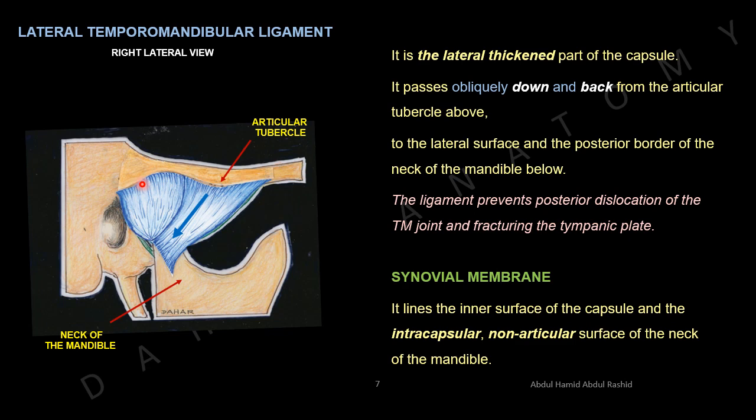Now we are going to talk about the lateral temporomandibular ligament. The lateral temporomandibular ligament is the lateral thickened part of the capsule. It passes obliquely down and back from the articular tubercle above to the lateral surface and the posterior border of the neck of the mandible. So from the articular tubercle to the neck of the mandible is posterior and lateral surface.